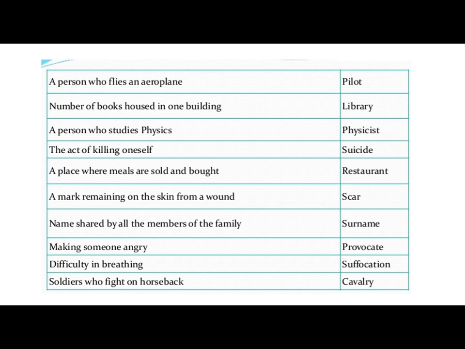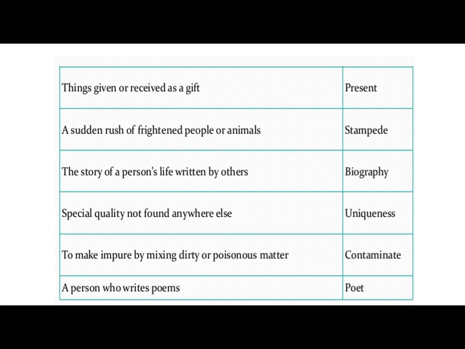Soldiers who fight on horseback: cavalry. Things given or received as a gift: present. The story of a person's life written by others: biography. The story of his own life written by himself: autobiography. Special quality not found anywhere else: uniqueness. To make impure by mixing dirty or poisonous matter: contaminate. A person who writes poems: poet.